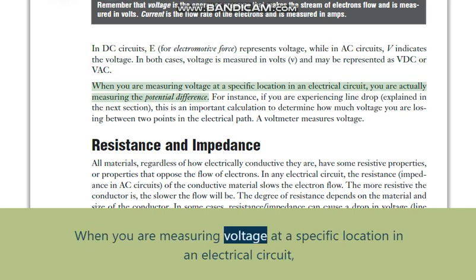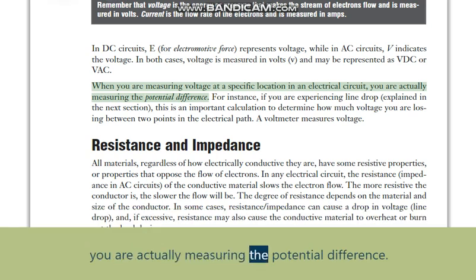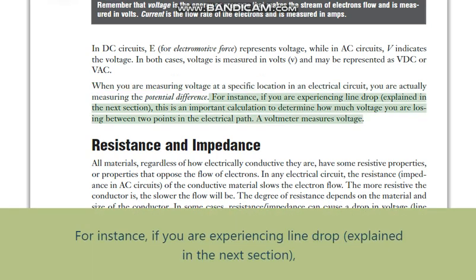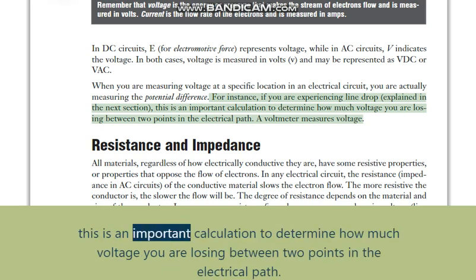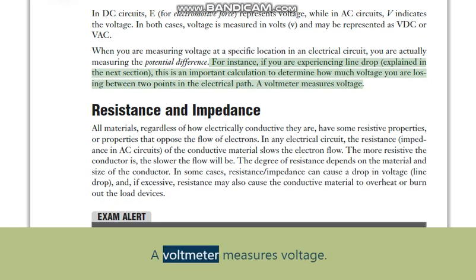When you are measuring voltage at a specific location in an electrical circuit, you are actually measuring the potential difference. For instance, if you are experiencing line drop, explained in the next section, this is an important calculation to determine how much voltage you are losing between 2 points in the electrical path. A voltmeter measures voltage.